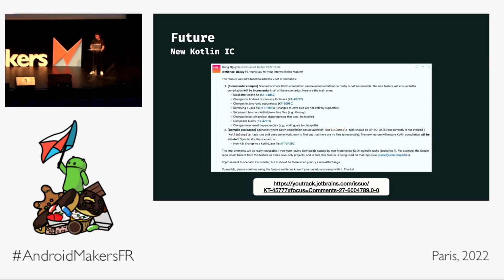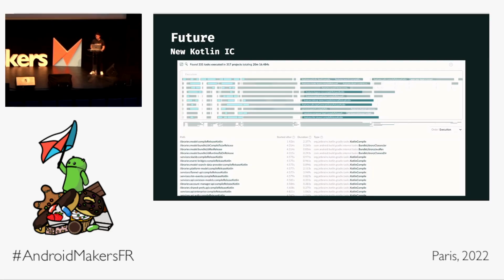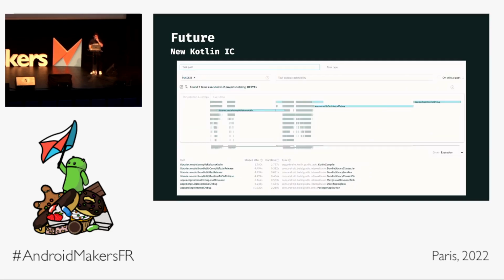Go check it out. And just to really whet your appetite for it, this is an incremental build where we made a change to a core library project, just adding a print line to a function. So it should be no ABI change. And it took about 3 minutes and 12 seconds. And with the new IC, it took 13 seconds. So this is pretty great.